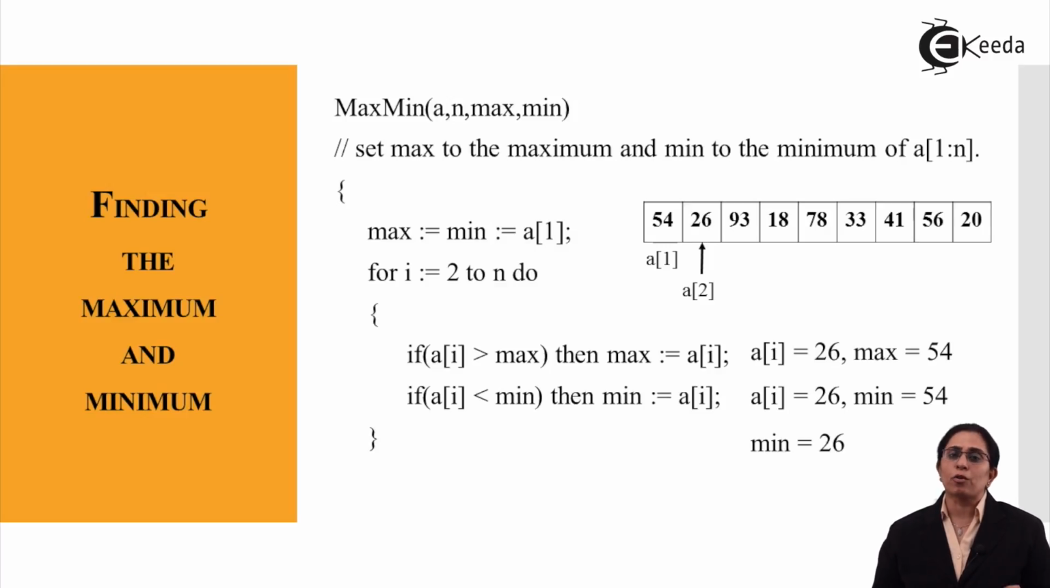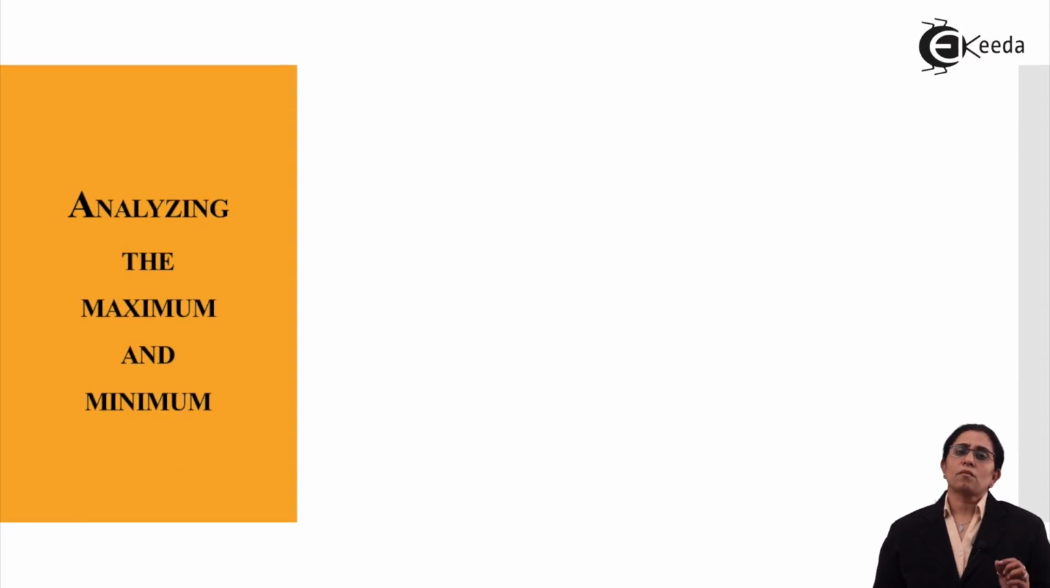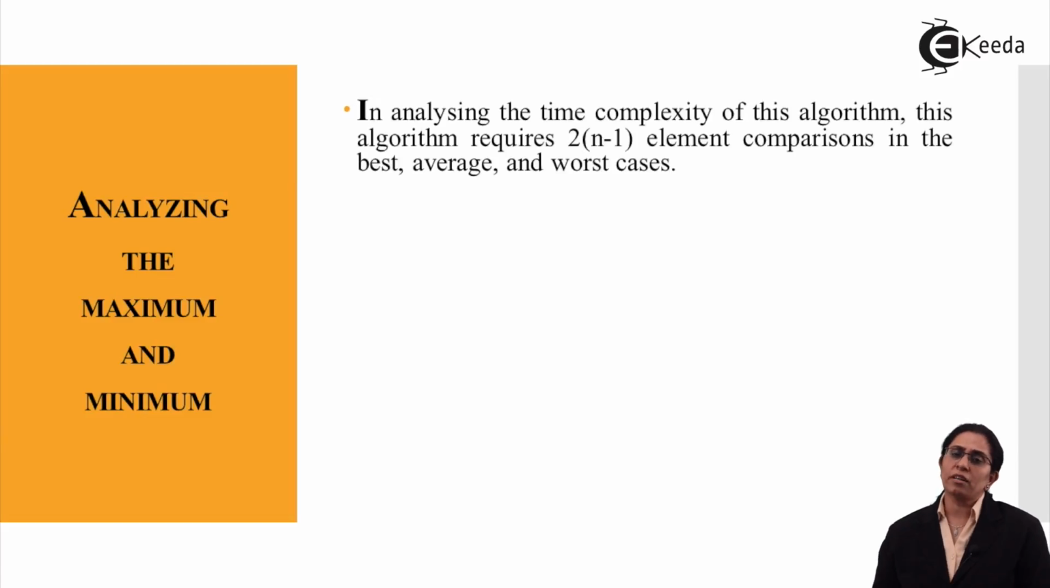This is a simple procedure to find the min or max in an array. That is, we initialize the first element to min and max, and then as we continue in the loop, we find out whichever is the minimum and maximum. And by the end of this loop, for I is equal to 2 to n, we will see that we get the answer as max is equal to 93 and min is equal to 20. This is a regular, simple deterministic procedure to find out the minimum and maximum of an array.